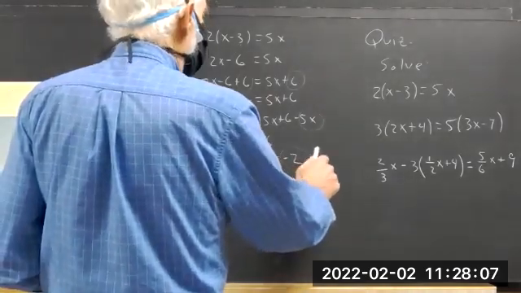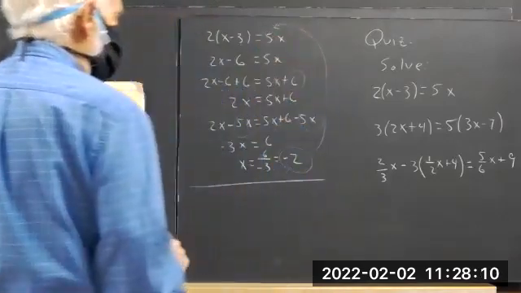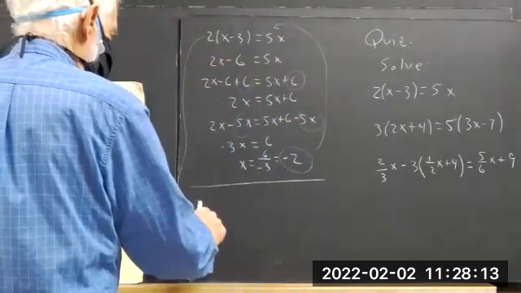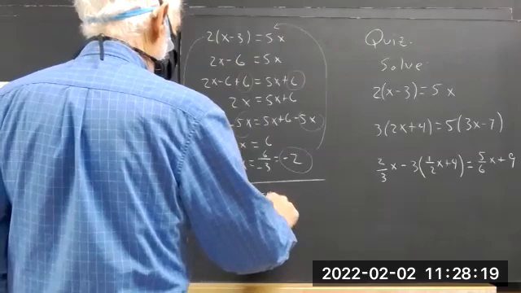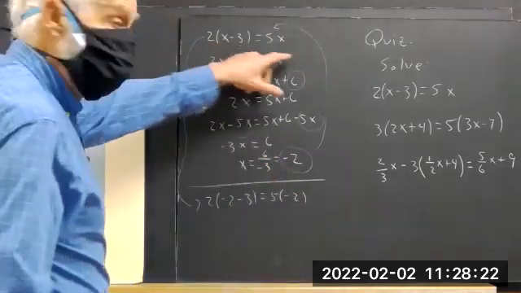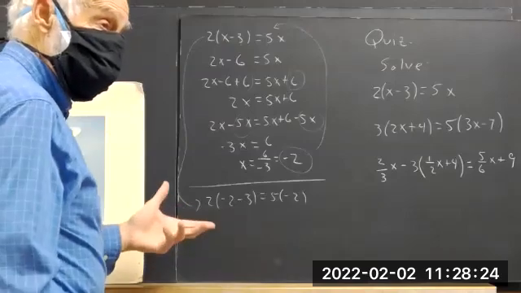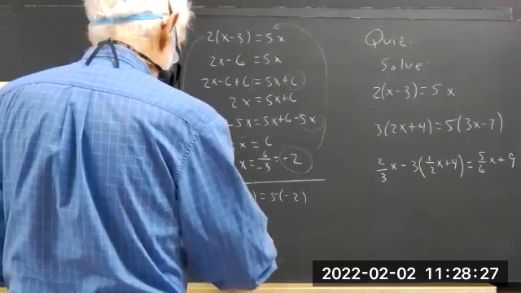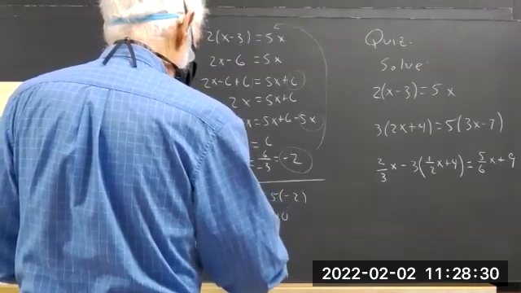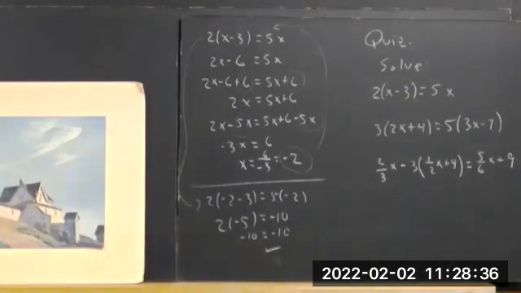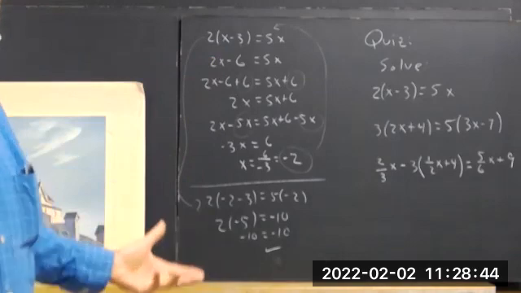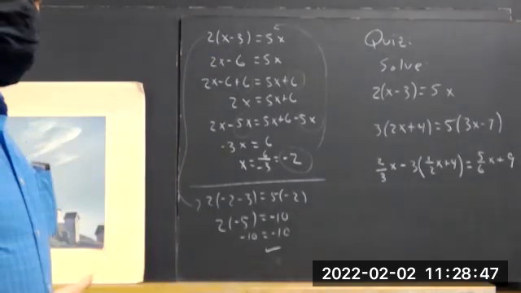Also, don't skip the substitution of the checks. Okay, you get 2 times negative 2 minus 3 equals 5 times negative 2 when you substitute the negative 2 for x. Is that a true statement? Well, you get 2 times negative 5 equals negative 10. Negative 10 equals negative 10. You got it. So if you did get it wrong, it was for some trivial reason, because I saw everybody doing the right steps. But when you go back and check, you find that it didn't work. So fix it. Okay.